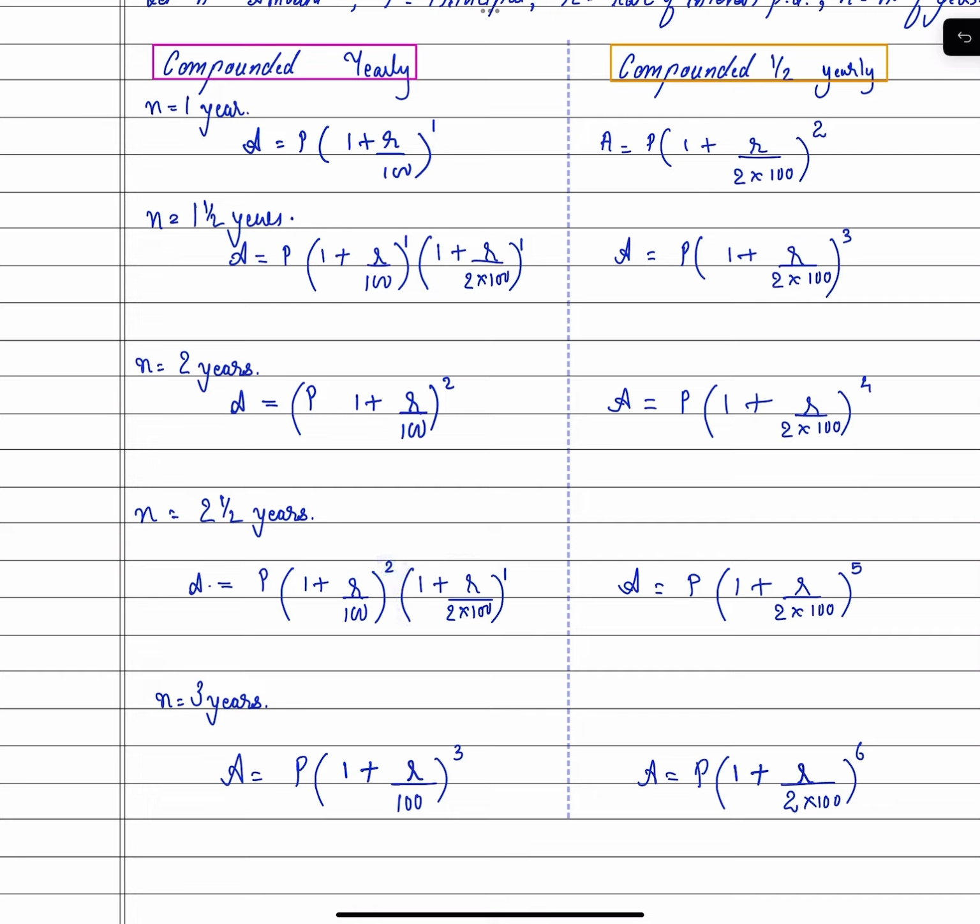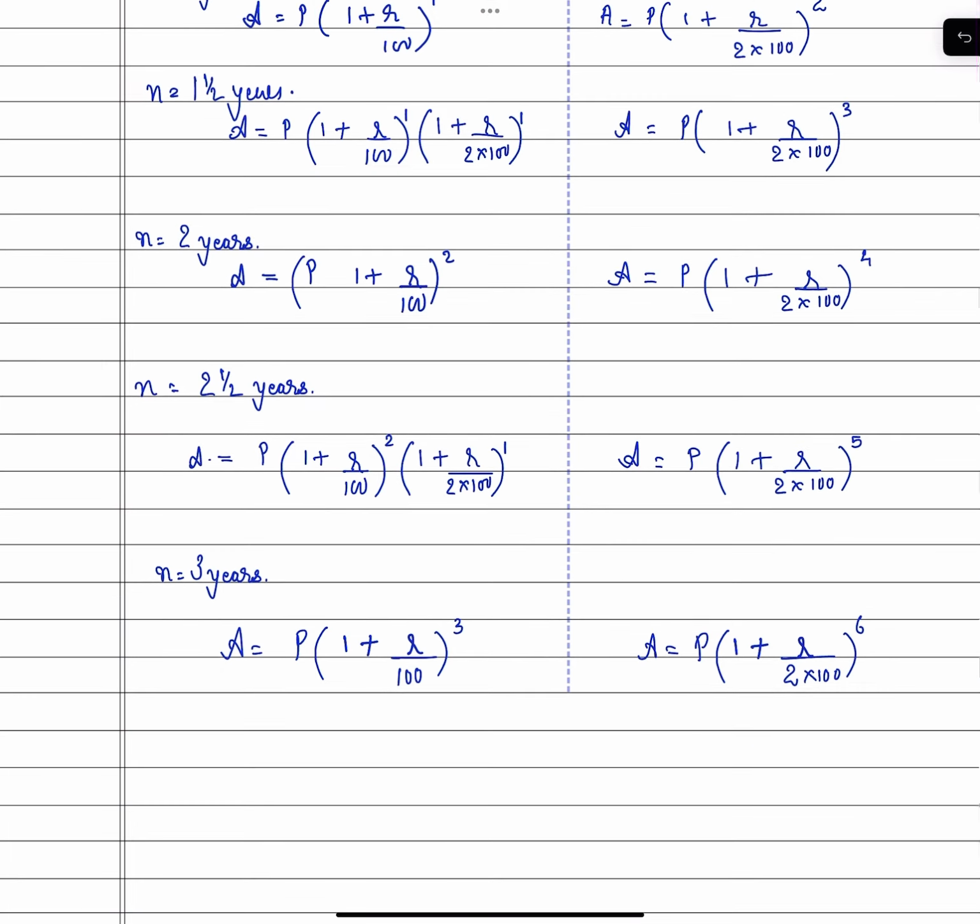Similarly, if it is compounded half yearly, my amount is going to be P times 1 plus R over 2 times 100 the whole power 2. How do we derive this? It's very simple. R over 2 halves the rate. So if the time period is 1 year, we know in 1 year there will be 2 periods of 6 months. In a similar case, if it is 1.5 years, there will be 3 periods of 6 months. If it is 2 years, there are 4 periods of 6 months. If it is 2.5 years, there are 5 periods of 6 months. Same for 3 years, it is going to be 6 periods of 6 months.